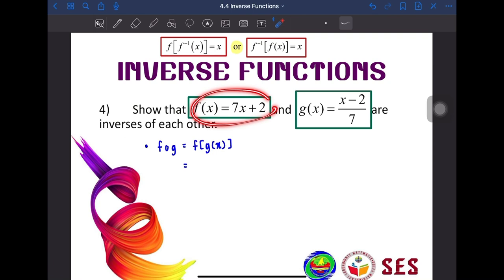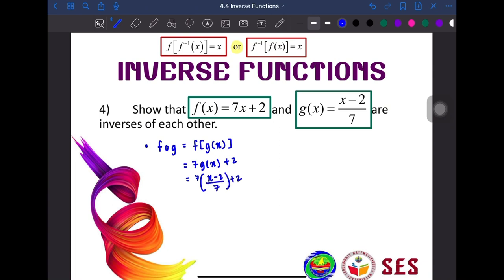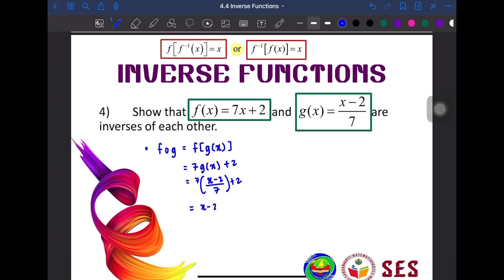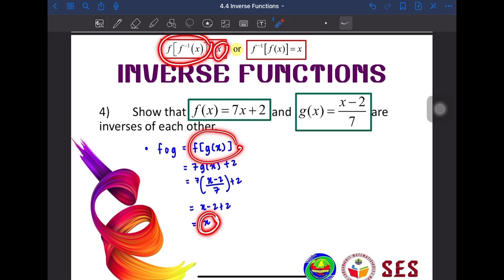Okay, so kita try dulu masukkan. Okay, so kita ada Fx. So sekarang input dia dah bertukar jadi Gx. So sini jadi Gx, sini pun jadi Gx. So jadi 7Gx tambah 2. And then kita masukkan saja Gx kita. So 7x minus 2 over 7 plus 2. So 7 boleh cancel kan? 7 bahagi 7 dapat 1. So tinggal x tolak 2 tambah 2. So sama dengan x. Yes, kita dapat x. So, FGX sama dengan X. F compose F inverse sama dengan X.